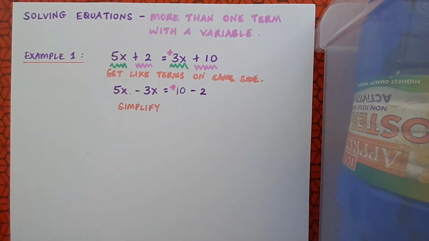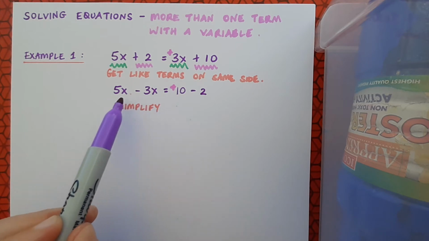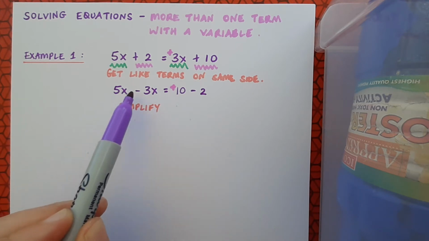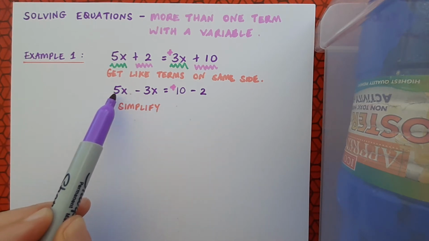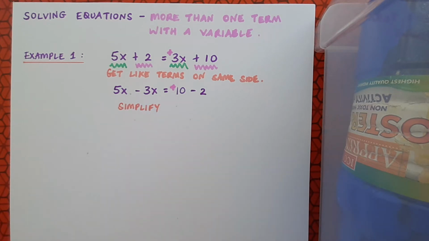Okay, so on the left-hand side, I'm simplifying the x terms. Notice that when I'm putting x terms together like this, when I'm adding and subtracting them, I am just going to look at their coefficients. So I've got 5 minus 3, that gives me 2. So 5x minus 3x is 2x. On the right-hand side, I've got plus 10 minus 2, that's just going to give me 8. And now it's pretty easy to go from here.